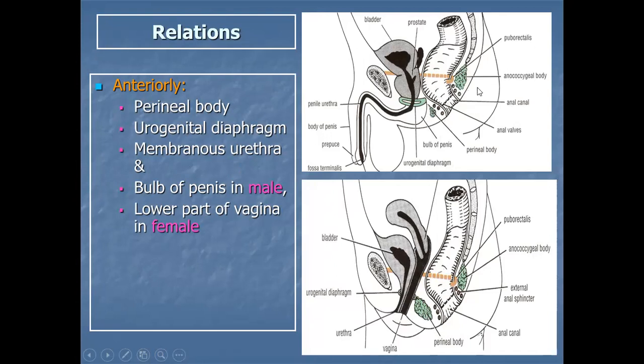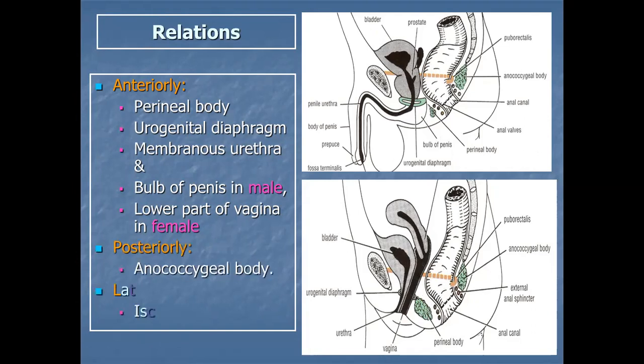Then we have the urogenital diaphragm, and then the membranous urethra. Between the prostatic urethra and the penile urethra there is a short part called the membranous urethra. Then the bulb of the penis in the case of the male, and the lower part of the vagina in the case of the female, which is the anterior relation.